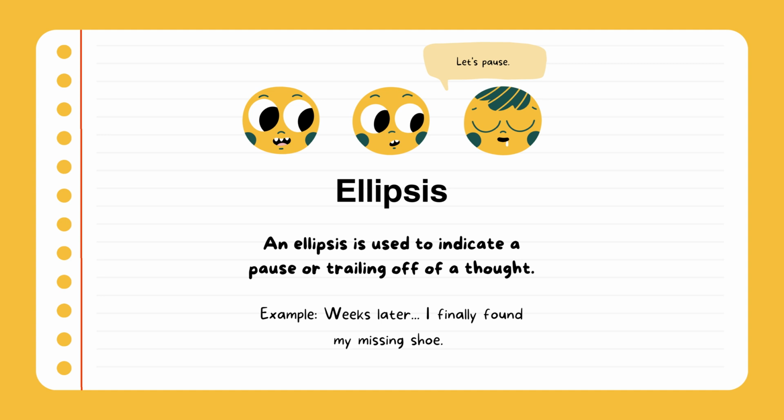Ellipsis. An ellipsis is used to indicate a pause or trailing off of a thought. Example: Weeks later... I finally found my missing shoe.